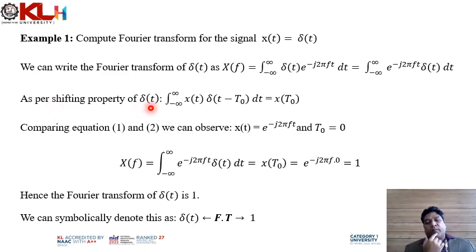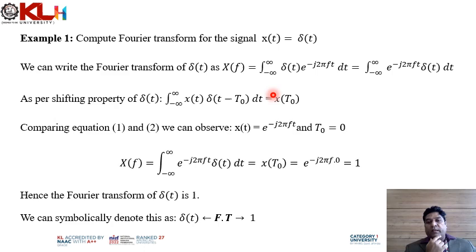Now that impulse signal, delta of t, has a property called the shifting property, which tells that the integral of x of t into delta of t minus T naught dt will be x of t naught. Now if you compare the shifting property equation with the problem, we can see that in the place of x of t you have e power minus j 2 pi f t. So x of t will be e power minus j 2 pi f t in our problem. Now here the shifting property has delta of t minus t naught. You compare this with delta t. So the t naught will be 0.